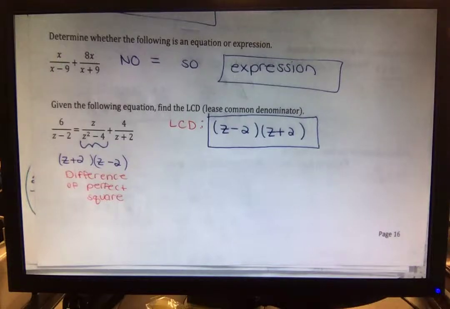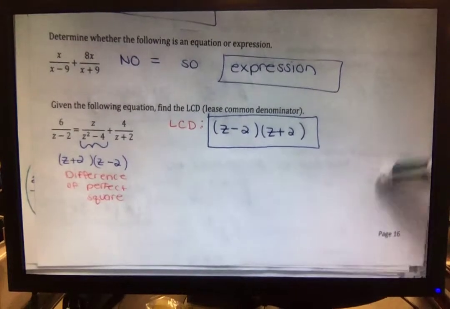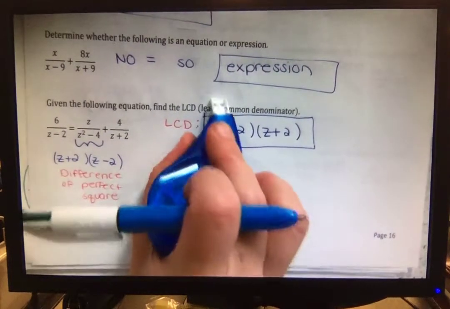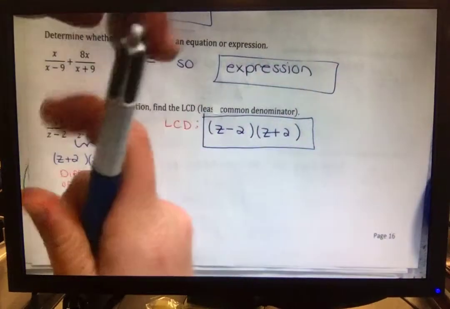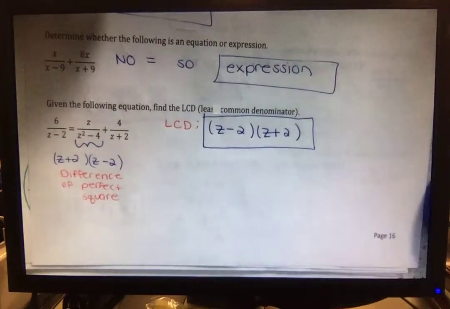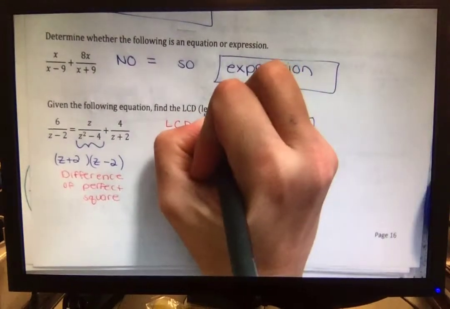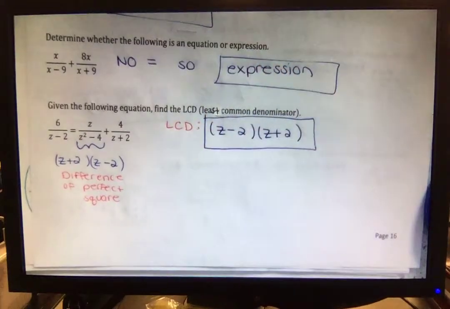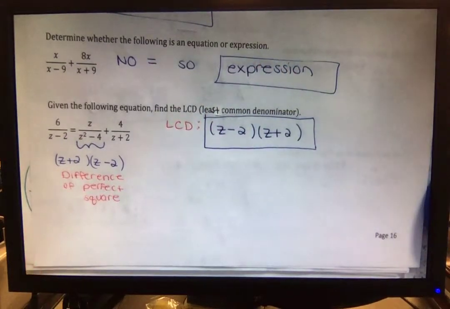Supposed to be least common denominator, right? You're right. My bad. Spell check didn't help me out. In order to have a question, I didn't realize that it was just that.